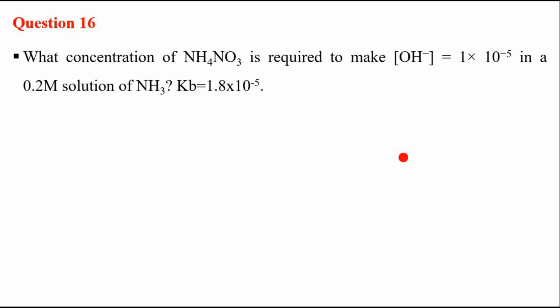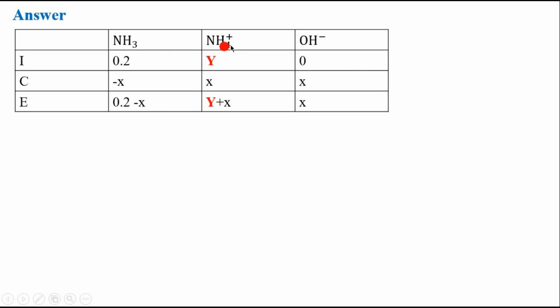You can see here we have the ammonia solution, 0.2. This is the base, and you have its salt, which is ammonium nitrate. They're asking what will be the concentration of this one, so that we will have the hydroxide equal to this value. Here also we need to use the IC table to construct the buffer system. The problem is that here we don't have the ammonium nitrate amount, so it will be Y. We don't know the amount which is there initially.